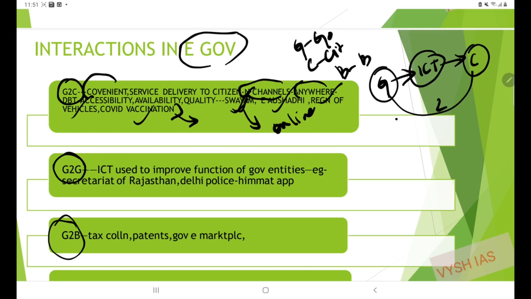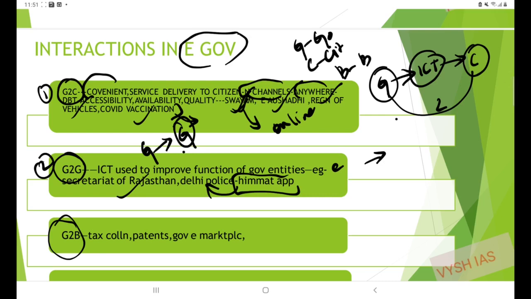Then the next component is G2G. G2G means government to government interactions are taking place via the channel of e-governance. Here you can quote the example of the e-Secretariat of Rajasthan. So it is like coordination between the various governmental departments itself. Then the Himmat app, it is related to the Delhi police for grievance redressal. Here also government to government interaction is taking place through ICT.